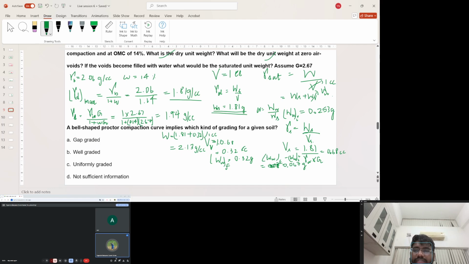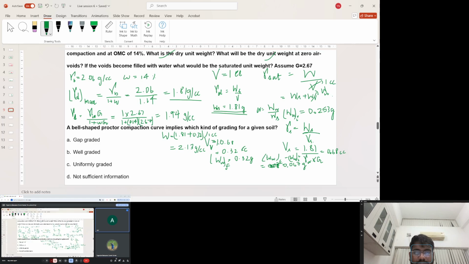So this question build is actually third part. Really, it is not possible, no, sir. On compaction curve, saturation is not possible. Only for understanding purpose.